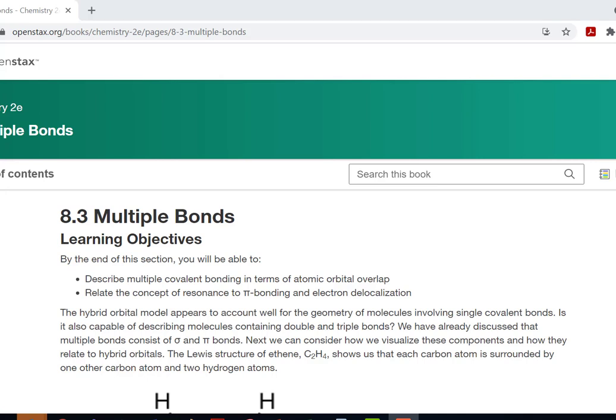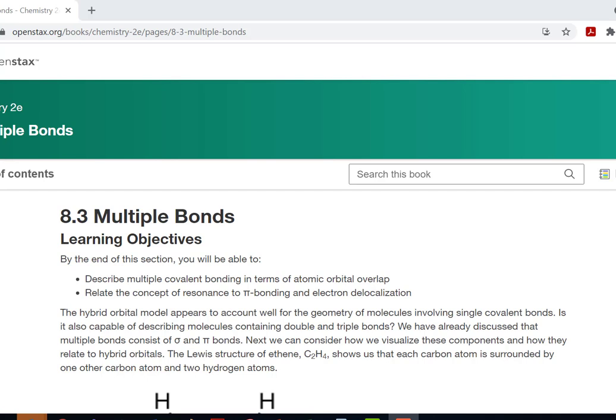Hello everyone. We're going to discuss section 8.3, multiple bonds, and this is specifically within the context of hybrid atomic orbitals. The learning objective here: describe multiple covalent bonding in terms of atomic orbital overlap. The second one is something we might touch on a little bit, but not something that we need to focus on too much. So I'm not going to really include that as a learning objective.